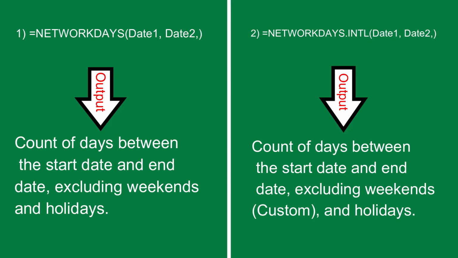Okay, so the formulas on your screen represent the formulas we'll be using today. Formula number 1 will return the count of days between the start and the end date, excluding weekends and specified holidays. Formula number 2 will return the count between the start and end date, excluding custom weekends and specified holidays. Let's go ahead and plug in our formulas and take a look at this lesson.